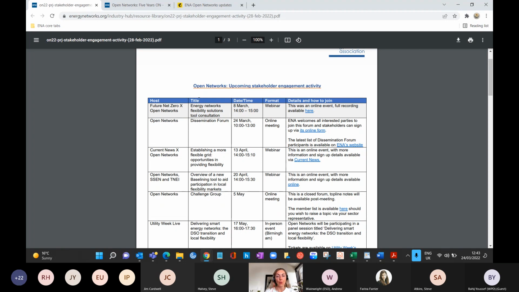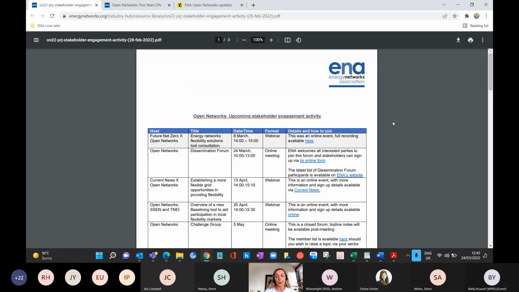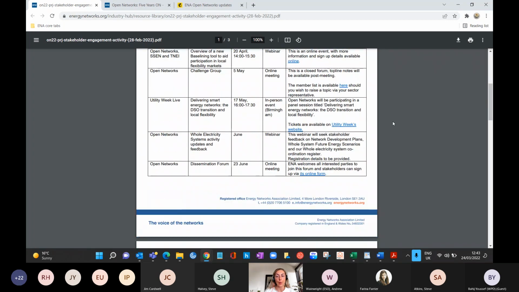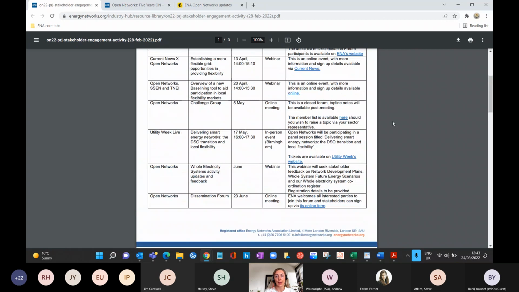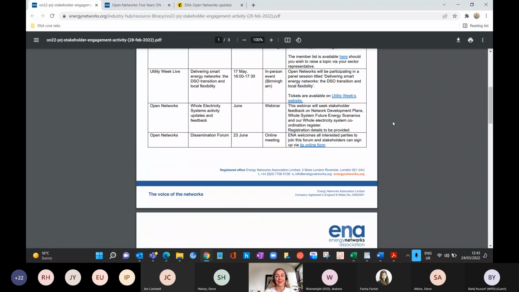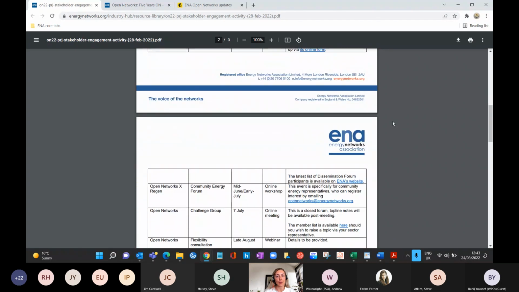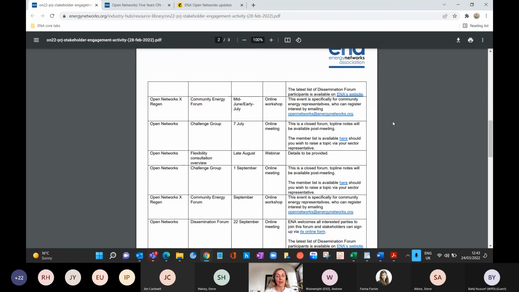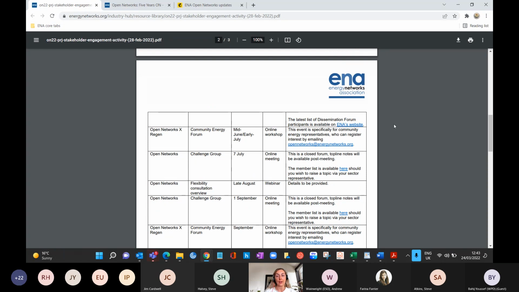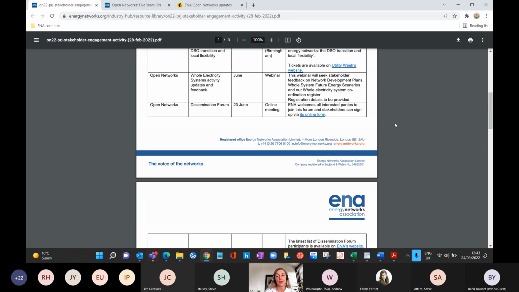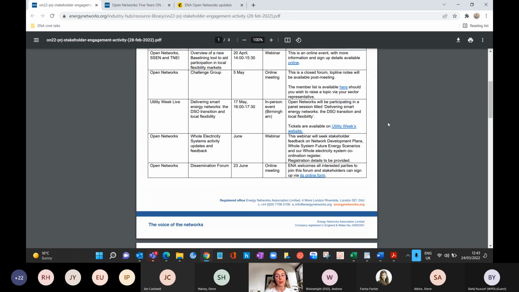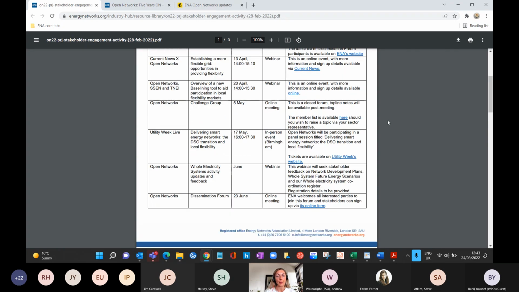So what we have published is a stakeholder engagement activity overview. This is for the year ahead. However, you'll see the next few months have a bit more detail than the very end of the year, but it should give you an idea of everything we're planning, even down to noting things like community energy forums, when our next challenge groups are coming up, and flexibility consultations, so you can start looking in your diaries and checking availability.